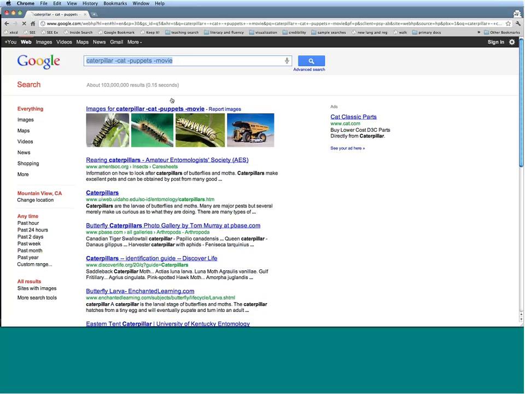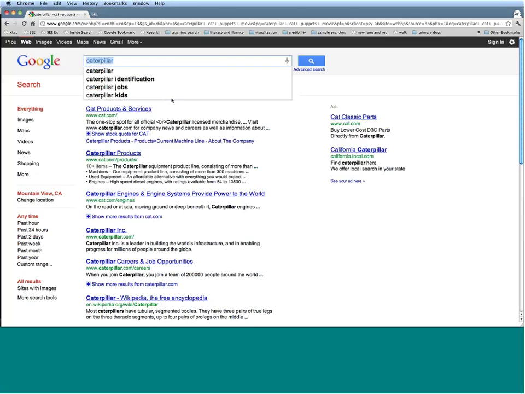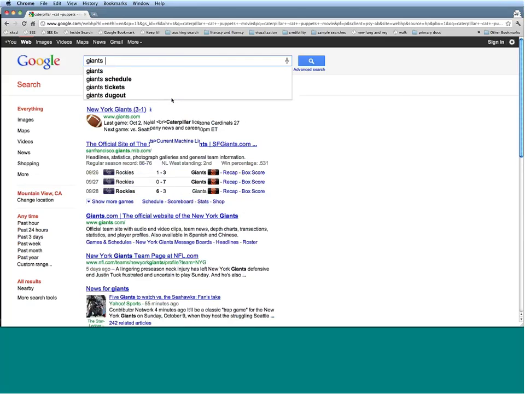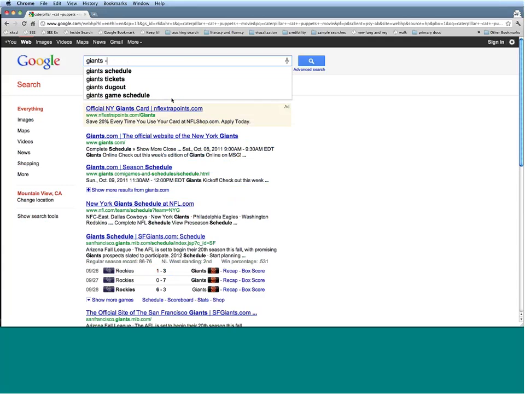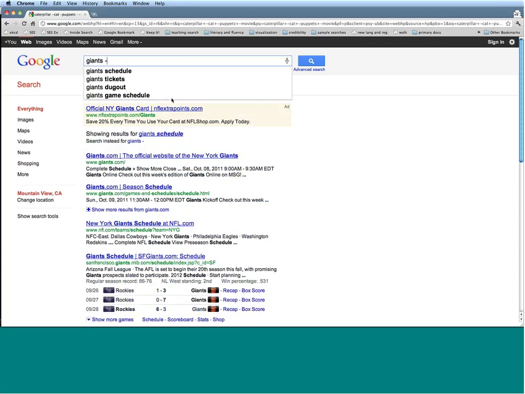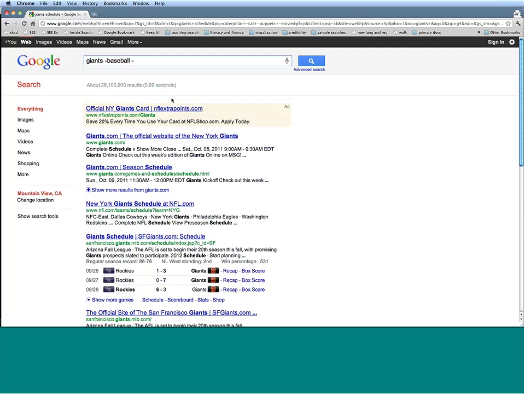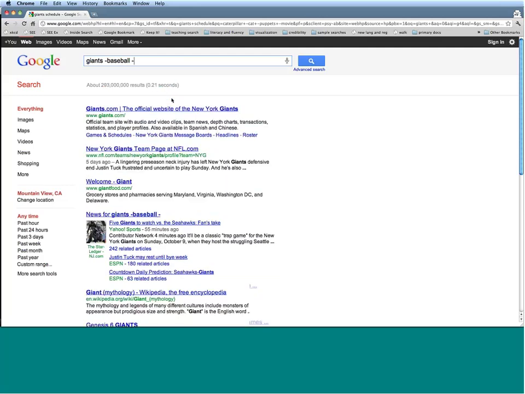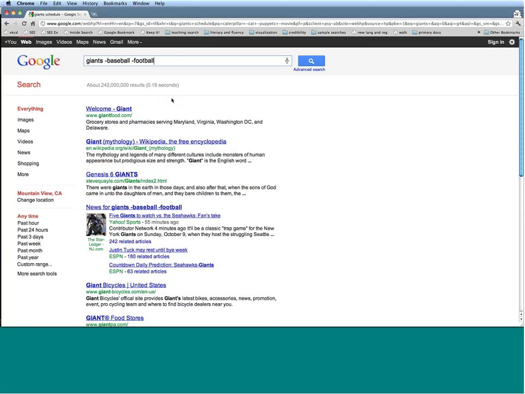Another thing you should note is that, oh, I know. I had a student who wanted information on giants, and he started getting frustrated, so he did minus baseball and minus football and minus what else? And he just kept doing minus bicycles, minus food stores. There's a soccer team in Vancouver. It did all these minuses.